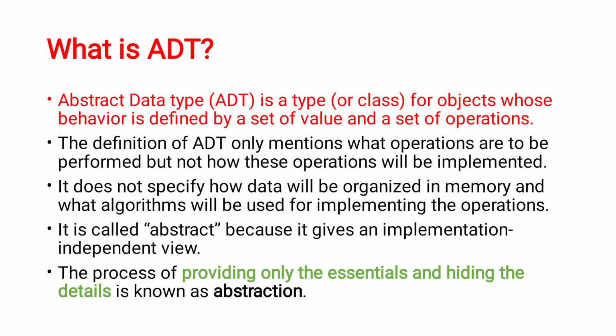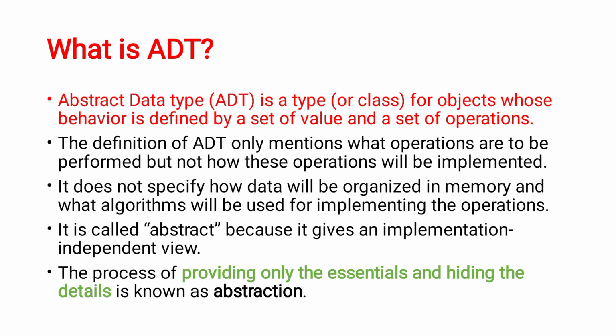Today we are going to talk about abstract data types. An abstract data type is a type for objects whose behavior is defined by a set of values and a set of operations. The definition of an ADT only mentions what operations are to be performed but not how these operations will be implemented. It does not specify how the data will be organized in memory and what algorithms will be used for implementing the operations. It is called abstract because it gives an implementation independent view.